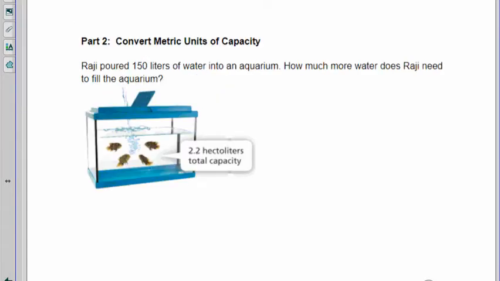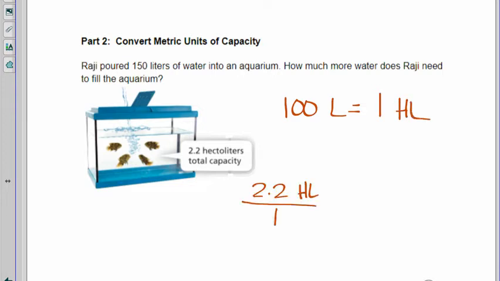All right, now we're going to convert metric units of capacity. Capacity is how much something can hold. Raji poured 150 liters of water into an aquarium. How much more water does he need to fill it? And the capacity of that fish tank is 2 2/10 hectoliters. Hecto means 100, so there's 100 liters equals 1 hectoliter.